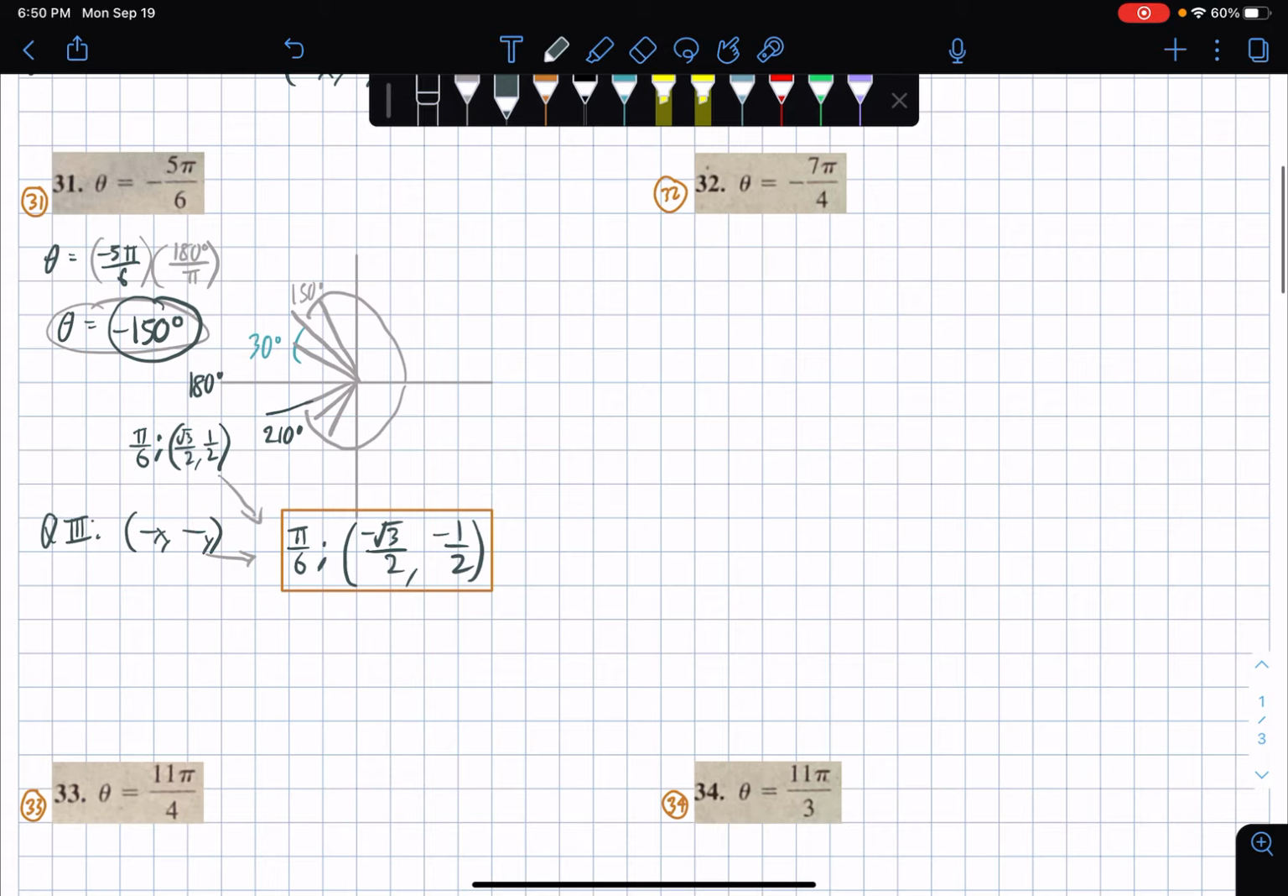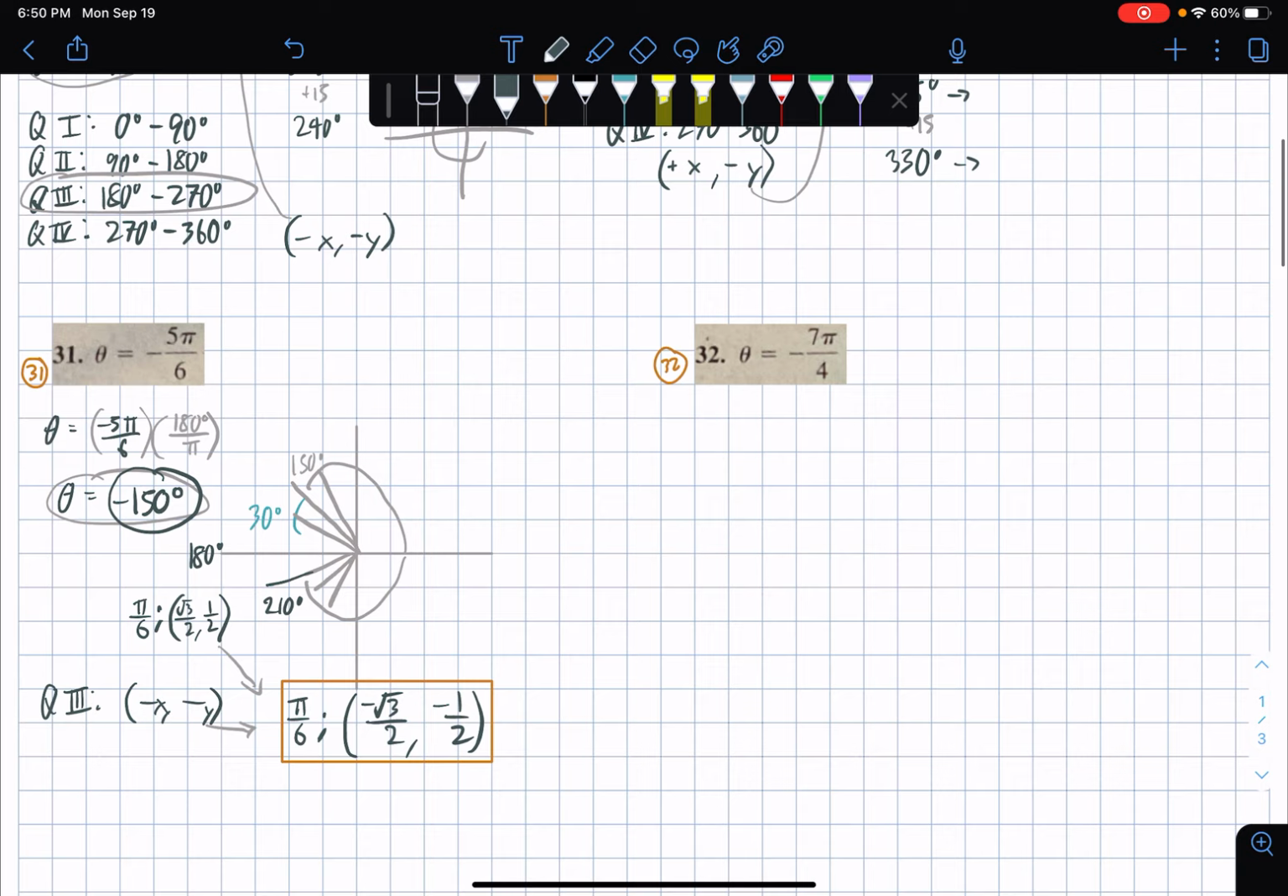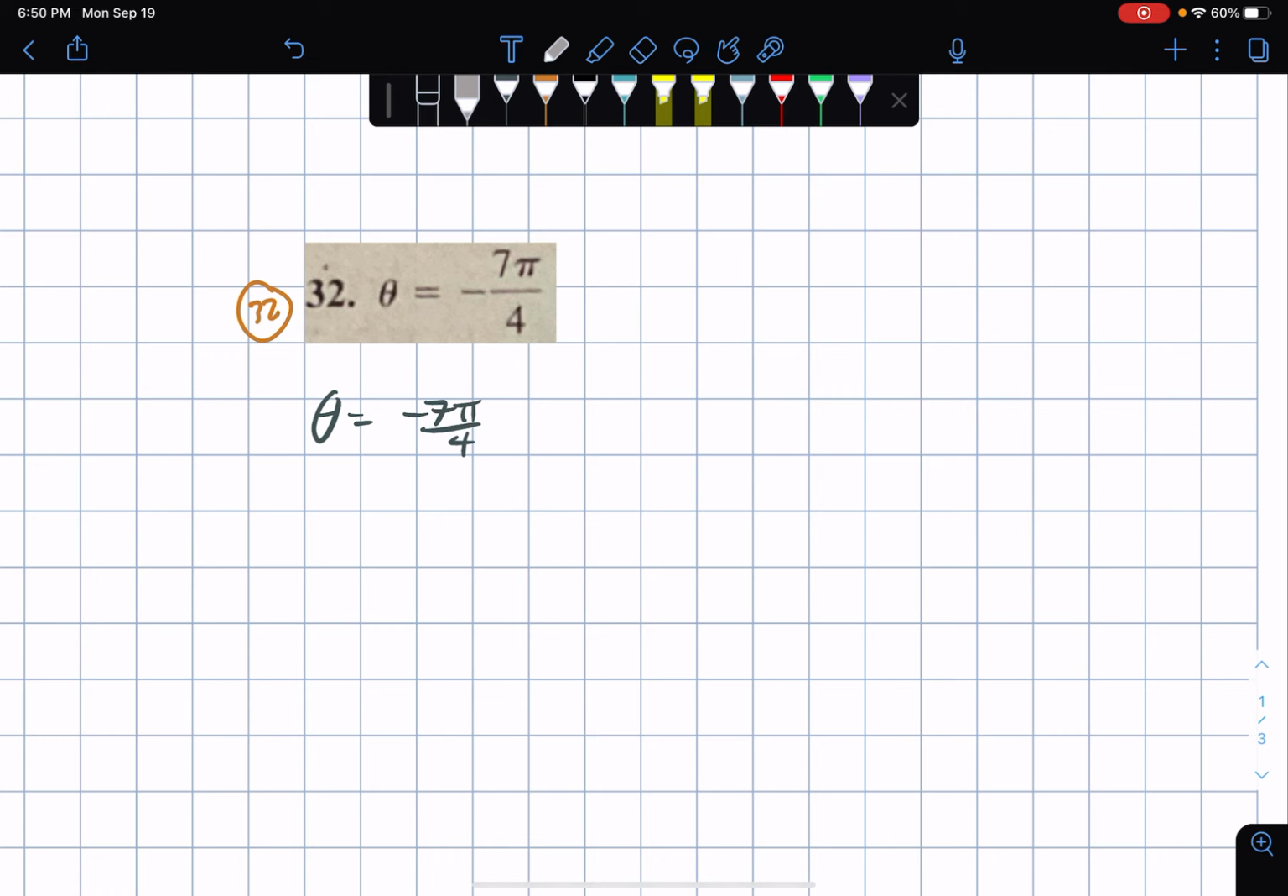Let's move to number 32. Theta is equal to negative 7 pi over 4 times 180 degrees over pi. So I'm already assuming that you know the drill. We've already talked about this a lot of times. Negative 7 pi over 4. Put these values in the calculator. You get an answer of negative 315 degrees.